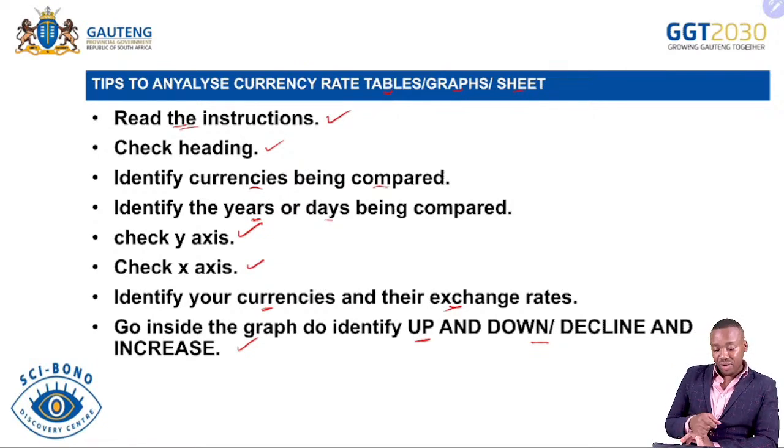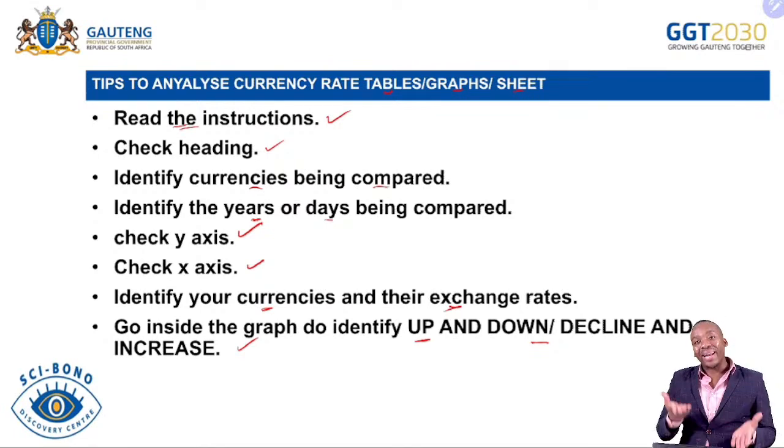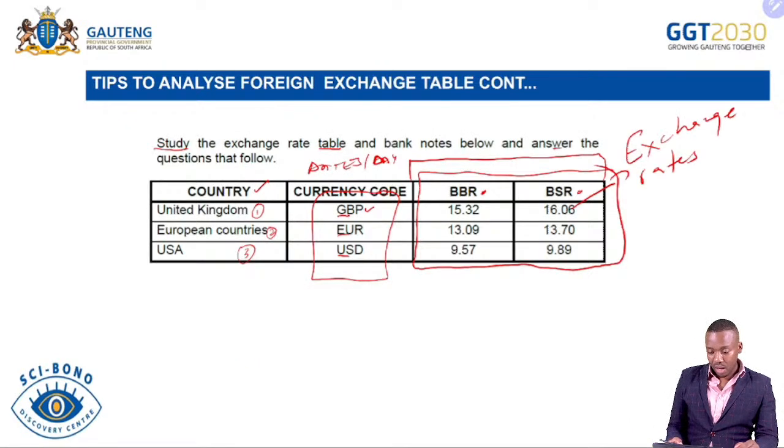Read the instructions of the examiner. Check the heading. Identify the currencies being compared. Identify the years or days being compared. Check your y-axis. Check your x-axis. Identify your currencies and their exchange rates. Go inside the graph and analyze the trend. What is going on? Is it going up or is it going down? And try to be accurate there, because this is money. Then we move.